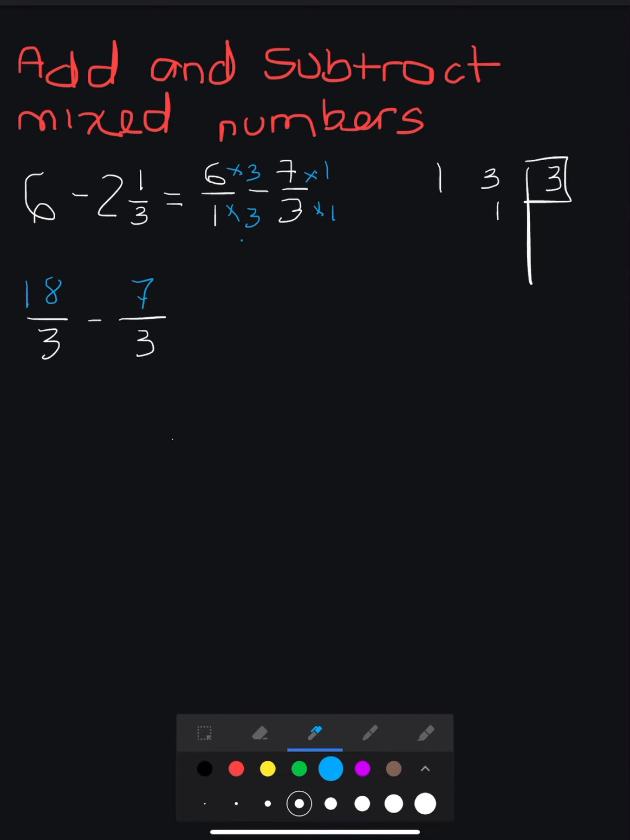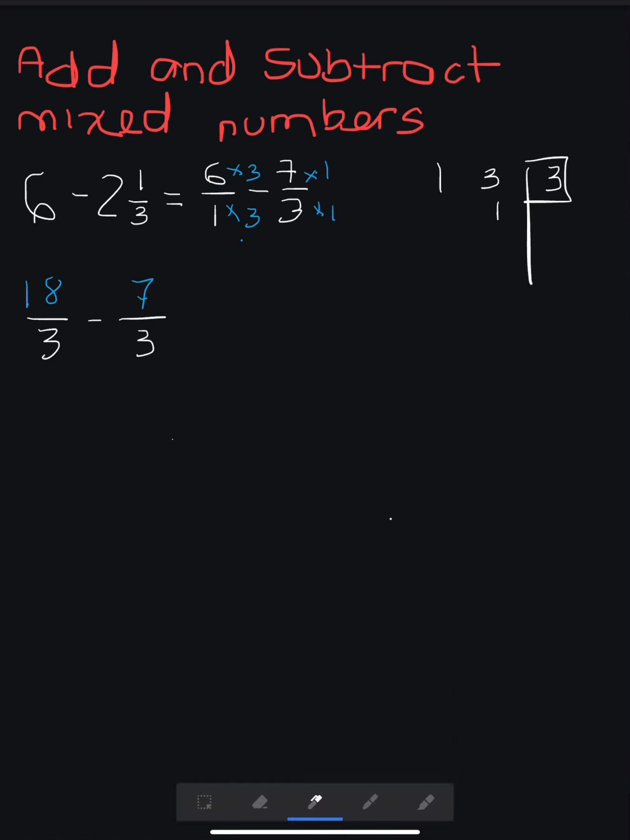And now we just have to subtract. So 18 minus 7 is 11 over 3. And you think, can we simplify? No, we cannot. In none of the exercises we simplified. That's so sad. Okay, but we cannot simplify, and it's an improper fraction. My answer cannot be an improper fraction, so I have to do this.